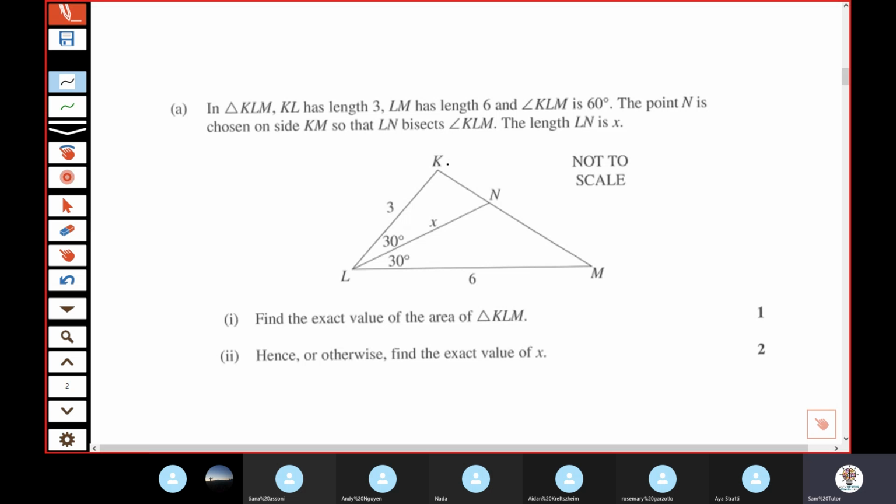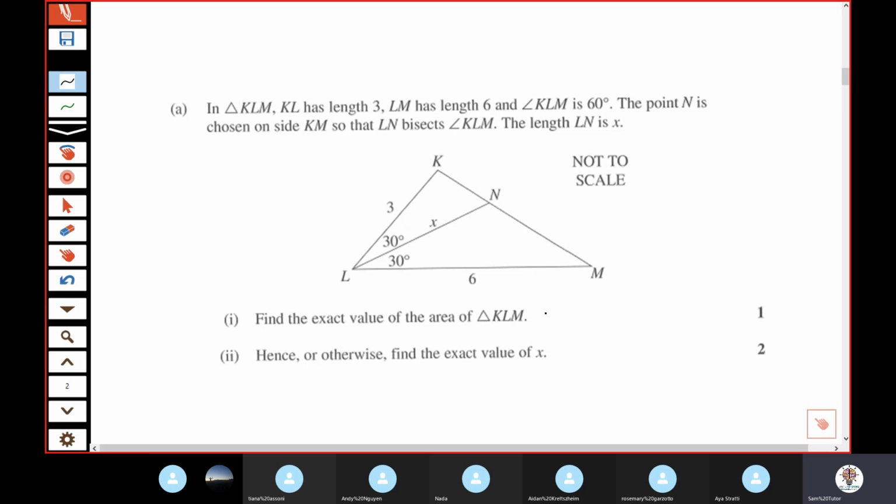In triangle KLM, KL has length 3, LM has length 6, and angle KLM is 60 degrees. The point N is chosen on side KM so that LN bisects angle KLM. The length LN is also x. Okay, find the exact value of the area of triangle KLM.